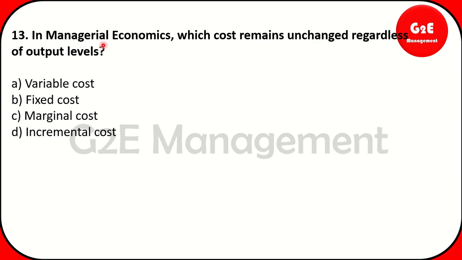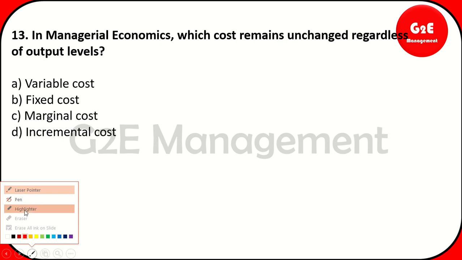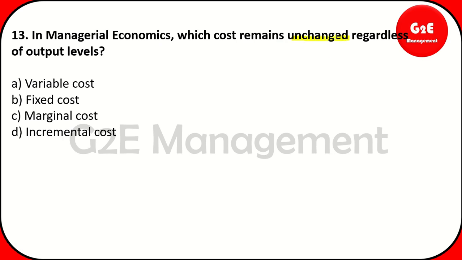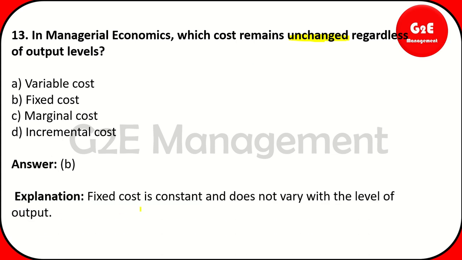Number 13, in managerial economics, which cost remains unchanged regardless of output level? Unchanged. So the word available for unchanged, in a sense, easily you can mention as fixed cost. Okay, so fixed cost is a constant, right? It is a fixed cost, we cannot change it. It does not vary with the level of output. Whatever level of output will be coming, the fixed cost, what we fixed, that may not change. So that's the thing given over here.